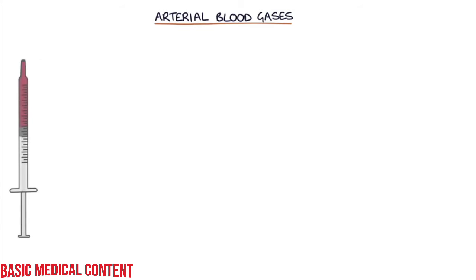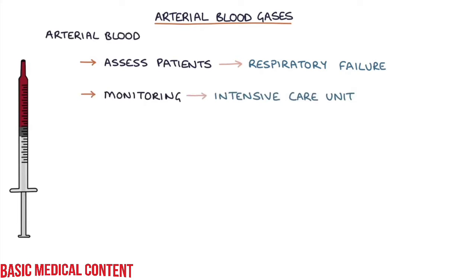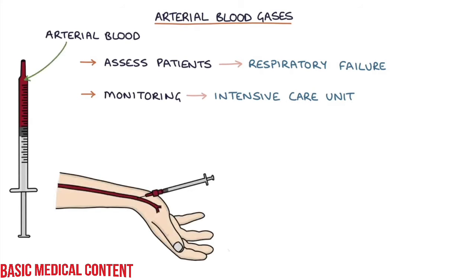In this video, I'm going to be going through arterial blood gases. Arterial blood gases, or ABGs, are very commonly used to assess patients with respiratory failure and for monitoring in the intensive care unit. An arterial blood sample is required for analysis, and this involves inserting a needle either into the radial or the femoral artery.